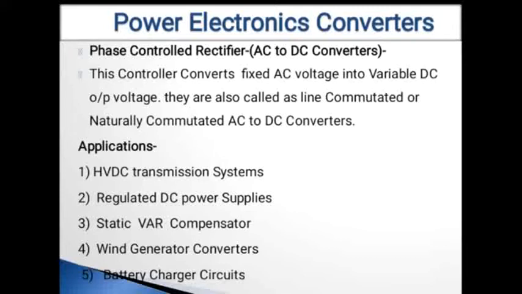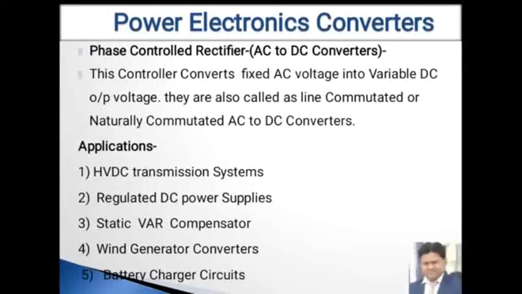Now our first power electronics converter is the phase control rectifier. It is also known as an AC to DC converter. So this converter converts fixed AC voltage into variable DC output voltage, and they are also called line commutated or natural commutated AC to DC converters. Okay, so this is the main function of the phase control rectifier.